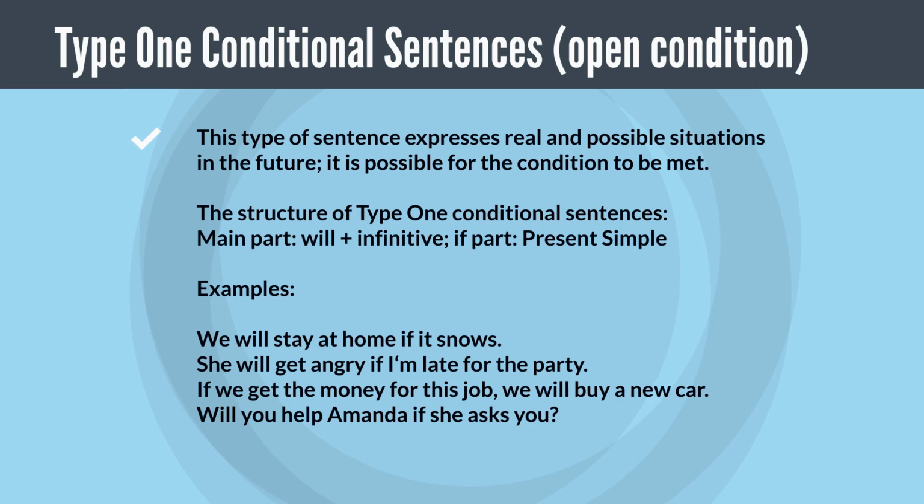The structure of Type 1 conditional sentences. Main part: will plus infinitive. If part: present simple. Examples: We will stay at home if it snows.